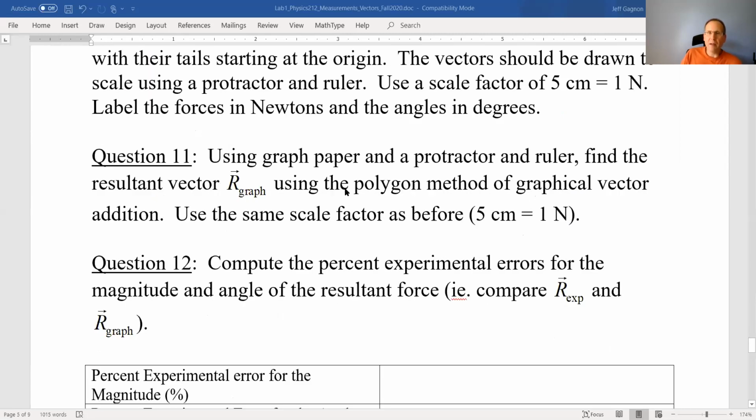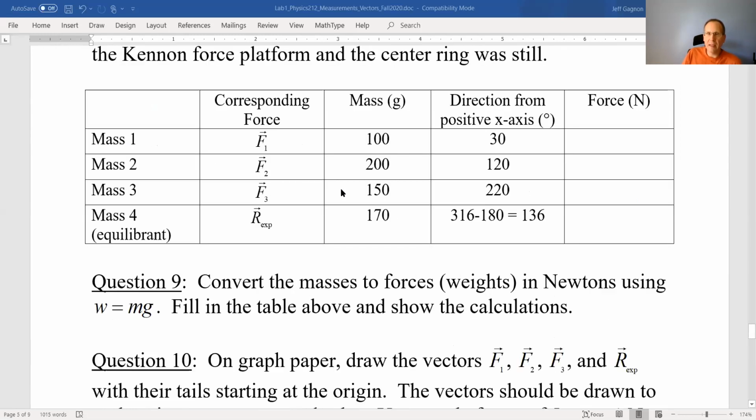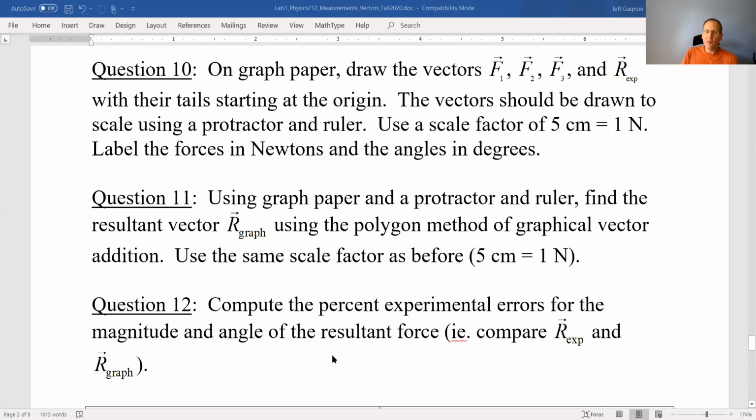Then using graph paper, again, a protractor and ruler, you're going to add those 3 vectors together, so F1, F2, F3, using the polygon method, which is nothing more than just continuing with the tip to tail method, right? So you're just adding 3 vectors together now. And then to get the resultant, which I'm calling our graph, you have to draw a vector from the origin to the tip of F3, right? And that will give you our graph. Then measure it with a ruler, and convert back to newtons, right? And you can use the same scale factor, 5 centimeters equals 1 Newton when you're drawing all this out.